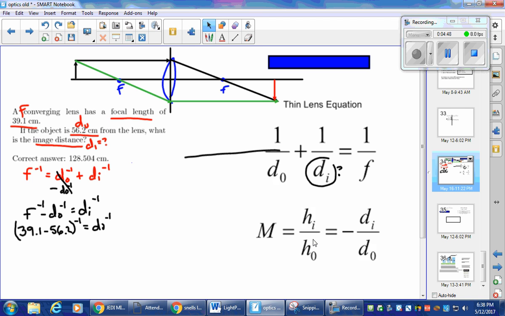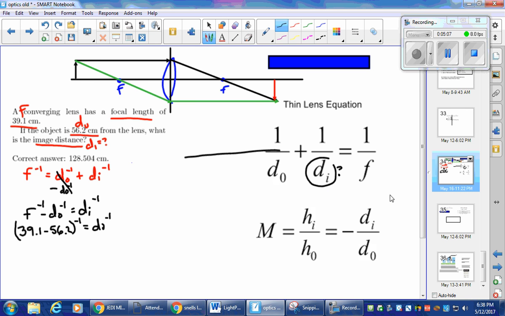The height of my image over the height of my object should be proportional to the distance of my image divided by the distance of my object, right? So this is kind of like looking at the length versus the height. We're just doing a really simple proportion, and you put the negative sign in there just to keep things consistent. All right, so let's go ahead and do that right now.